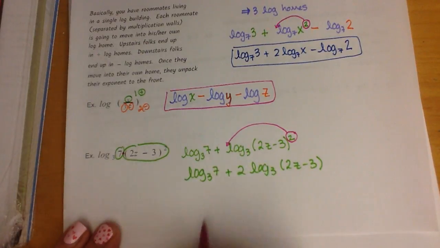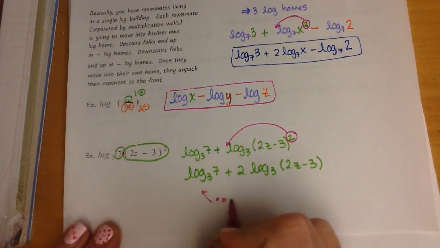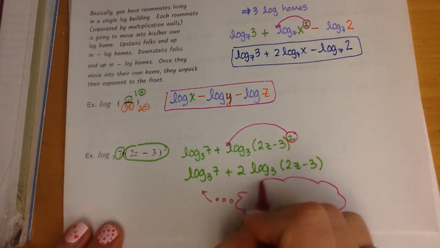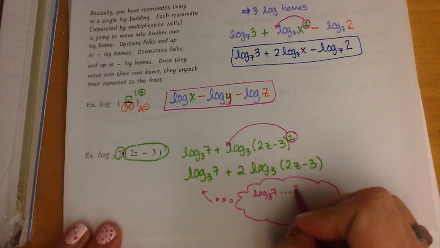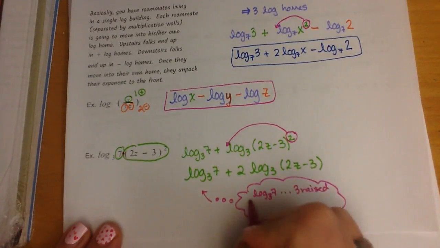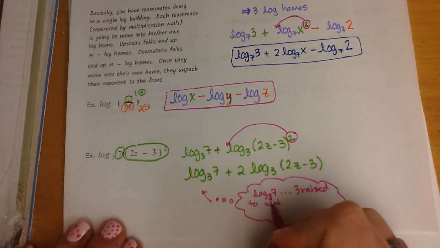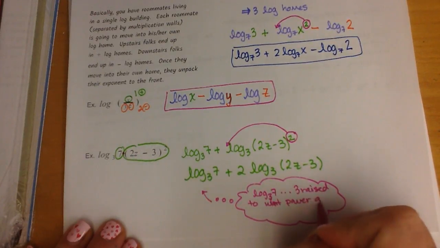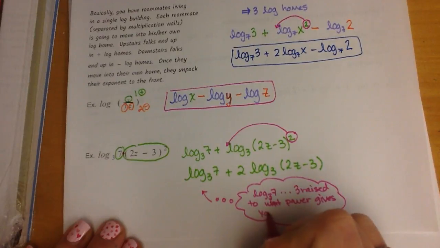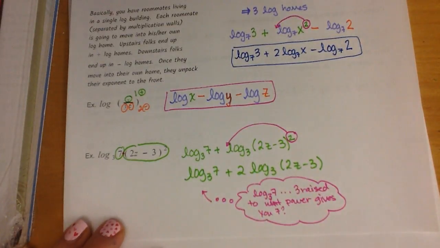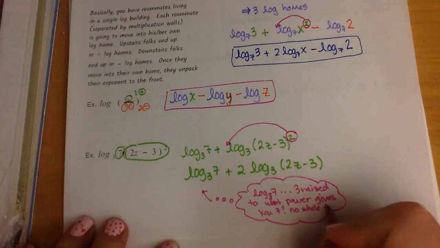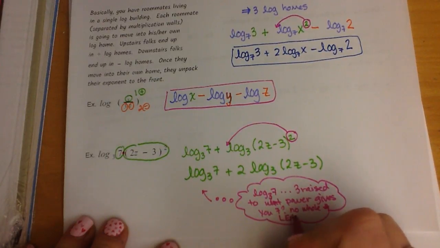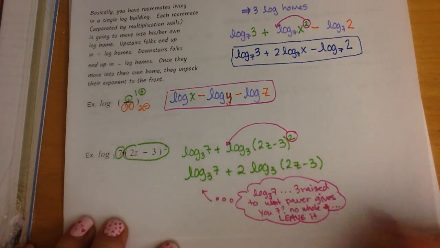Now we would want to look at log base 3 of 7, and we want to remember that log base 3 of 7 asks the question: 3 raised to what power gives you 7? 3 raised to no power gives us 7. Well, no whole number, so you leave it because it cannot be simplified.